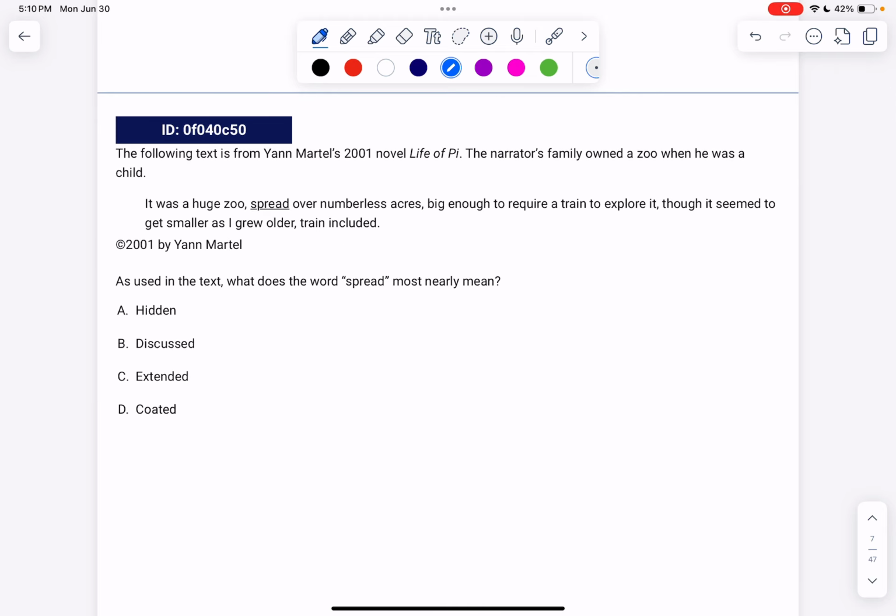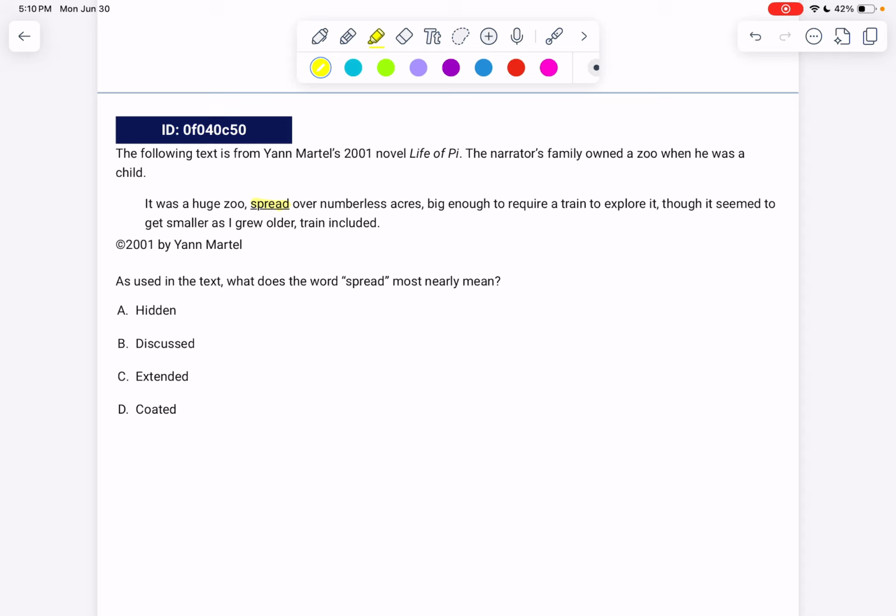The following text is from Yann Martel's 2001 novel Life of Pi, a great book. The narrator's family owned a zoo when he was a child. It was a huge zoo, spread over numberless acres, big enough to require a train to explore it, though it seemed to get smaller as I grew older, train included. As used in the text, what does the word spread most nearly mean here?